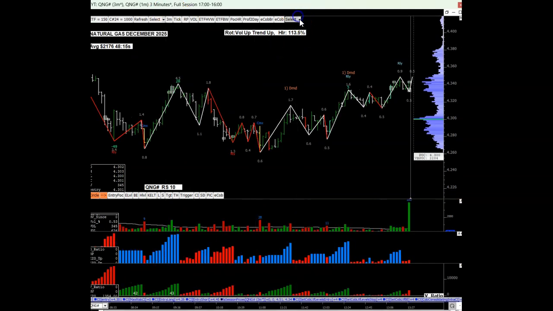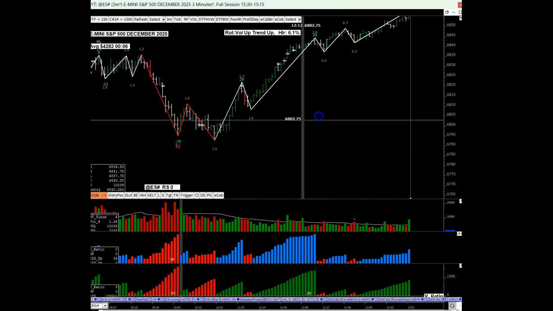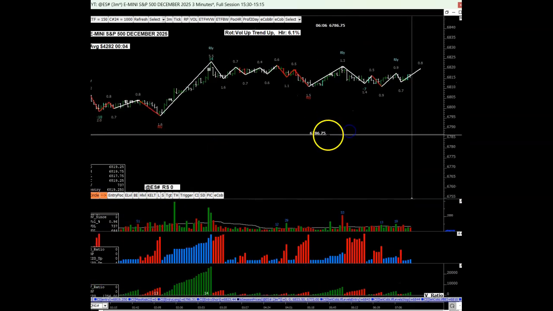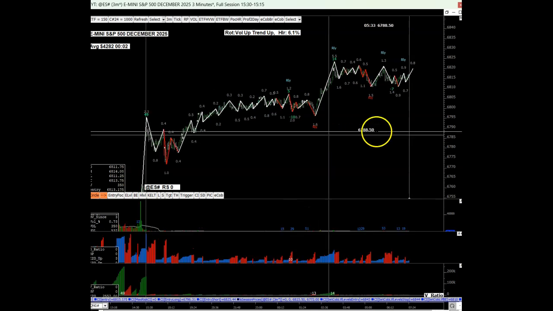All right, and on the ES, I think the NQ is more clearer about where it was.